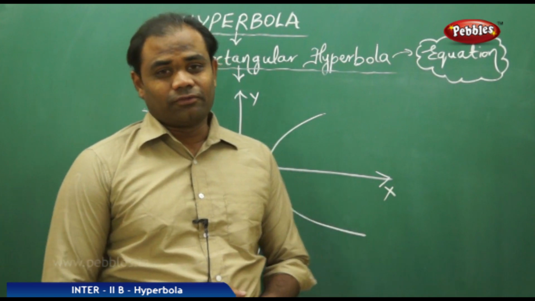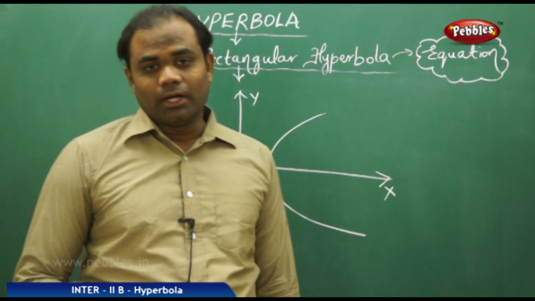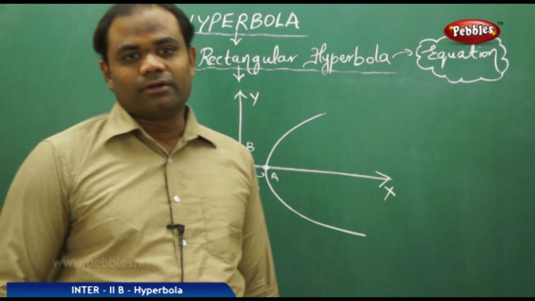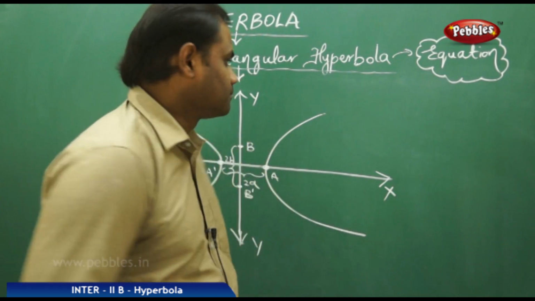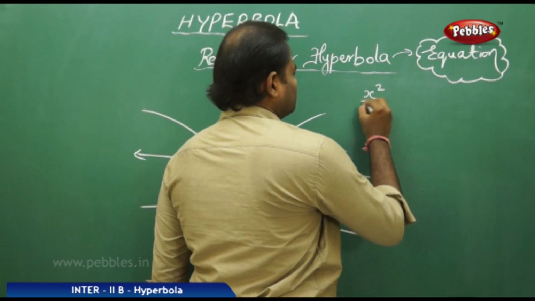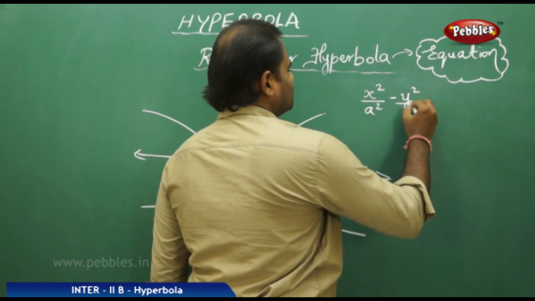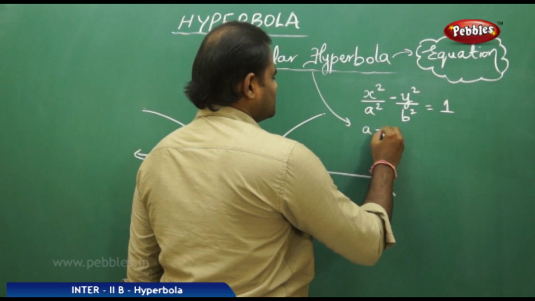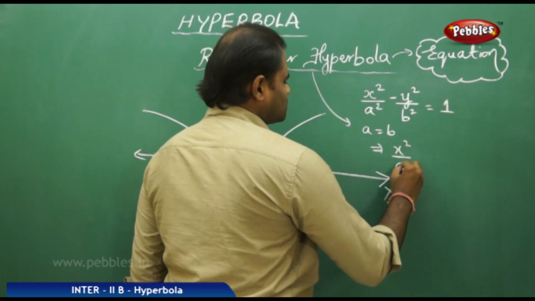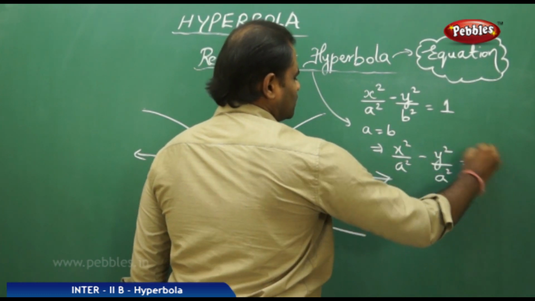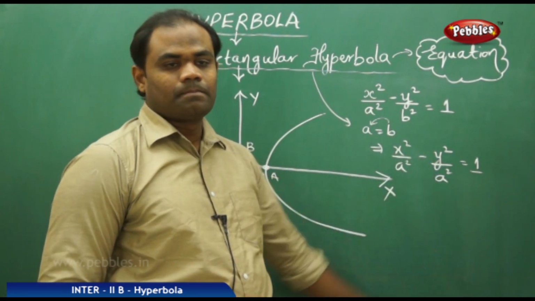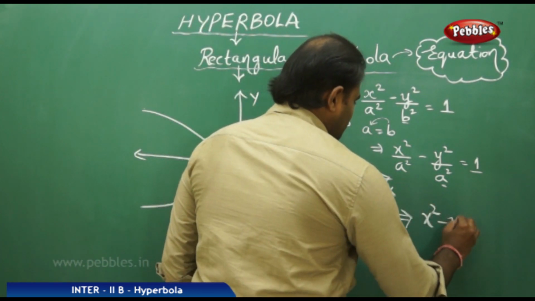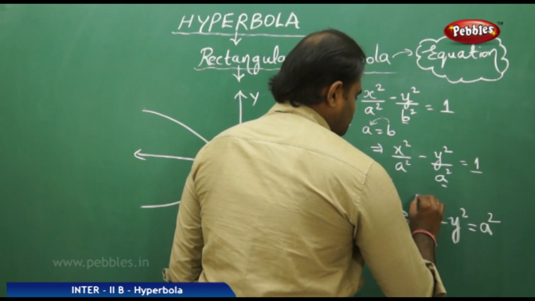Now let's derive the equation of a rectangular hyperbola. We know that a rectangular hyperbola is a special case of a hyperbola where A is equal to B. So we take the equation of a rectangular hyperbola as a special case of the standard form of the equation of a hyperbola. For a rectangular hyperbola, I have the condition A is equal to B. That implies x squared by A squared minus y squared by A squared equal to 1, where B is replaced with A. Then I get x squared minus y squared equal to A squared.